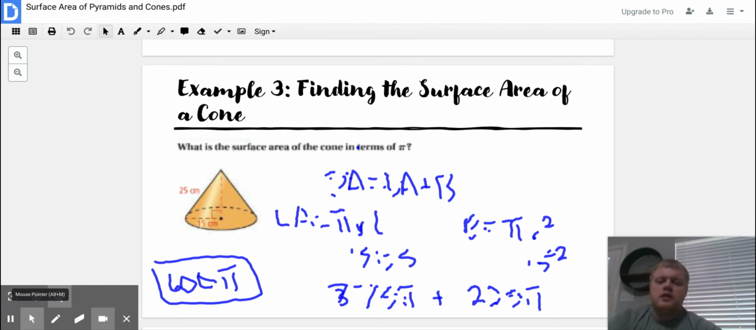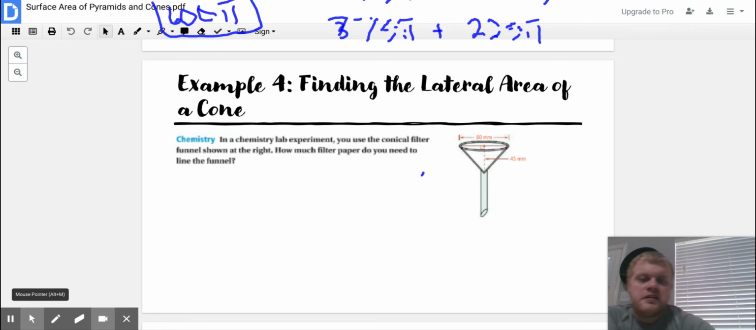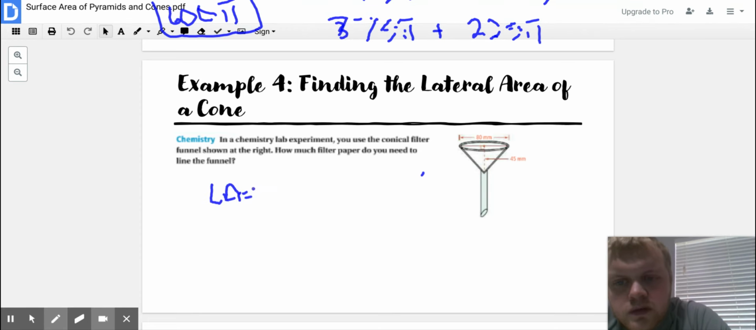All right, this will be our last example. Now we're just finding the lateral area of a cone. Remember, first step, write your formula. For a cone, it's going to be LA equals pi r L. For our example here, what we're looking for is the radius and the slant height. What they gave us here is the diameter. Our diameter is 80, so I'm going to use half of that for the radius, which should be 40. So I know that my r is going to be 40.